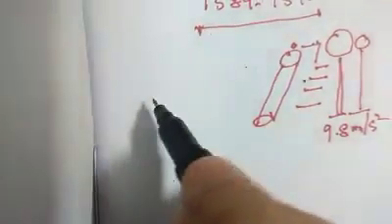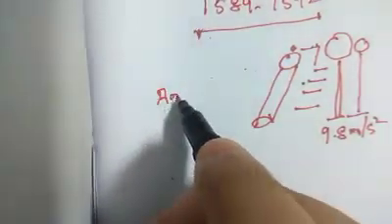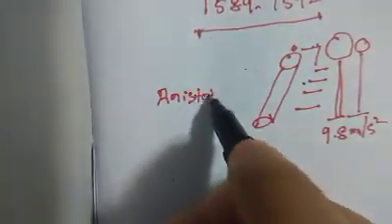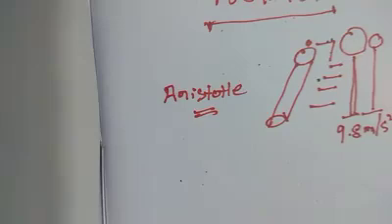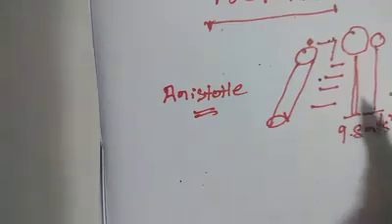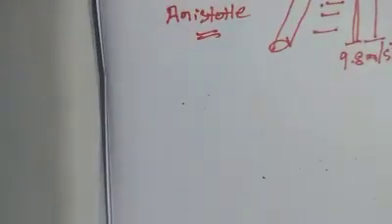Now, there was another person, we all have heard about him, the Greek philosopher, from whom philosophy actually starts. Aristotle believed that heavier objects fall faster. Now, in order to defy Aristotle, Galileo Galilei performed this experiment. But this is, I would say, in illustration, it is all okay.